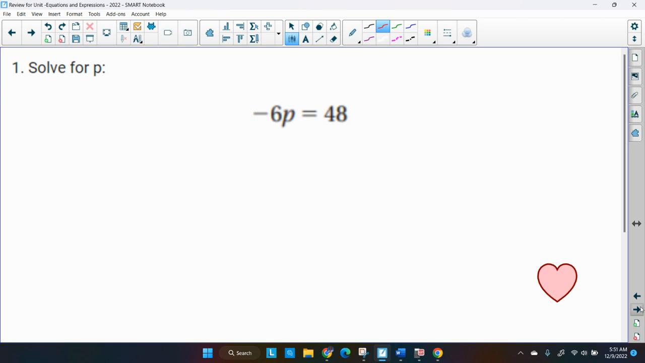All right, let's get going. So here's our first example. So we want to solve for P.